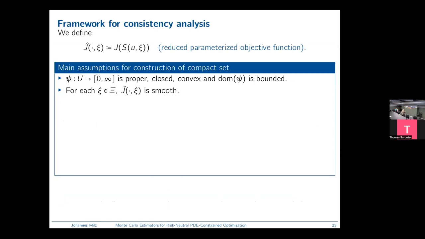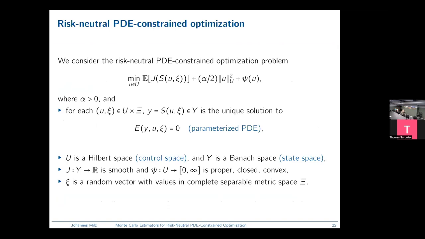So a somewhat general risk neutral PDE constrained optimization problem takes the following form. Here we allow inside of the expectation a more general function than this tracking type term we have used so far. And it's modeled by this chain here. We still require that alpha is a positive scalar. And then here we allow for a more general PDE, written in an abstract form as an equality constraint, essentially. Then our control space is a separable Hilbert space. And Y is the state space. So the PDE solutions live in this Y, and it should be a Banach space. And this capital J here should be a smooth function. And then Psi has standard properties. It's proper, closed and convex and can be used to model constraints.